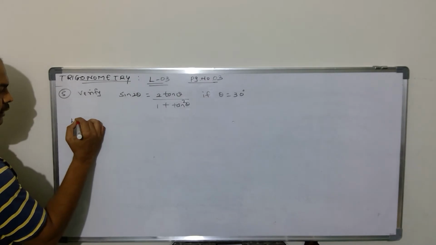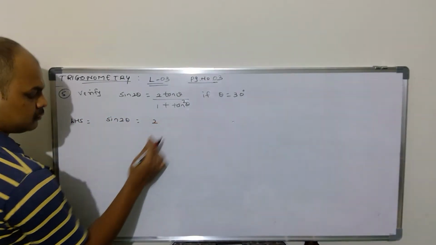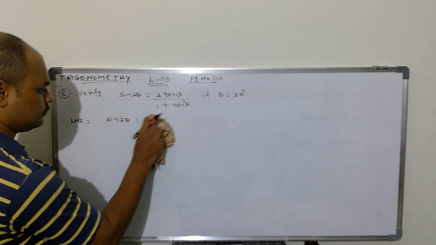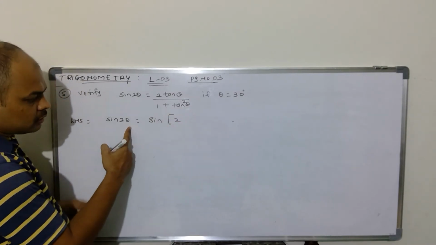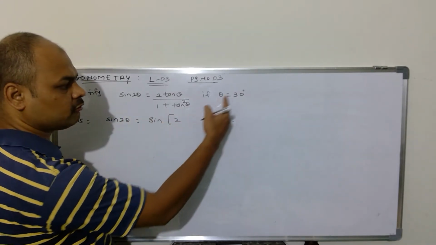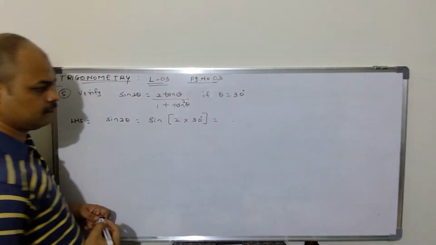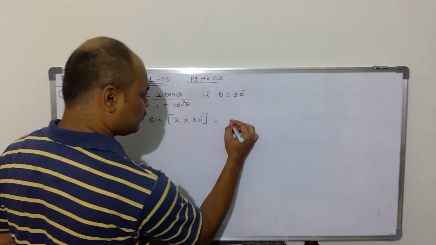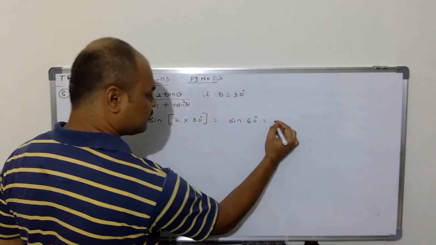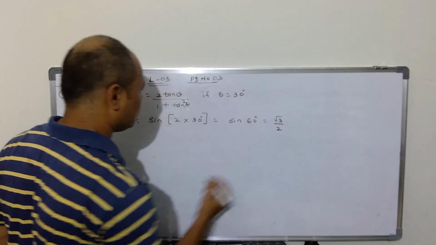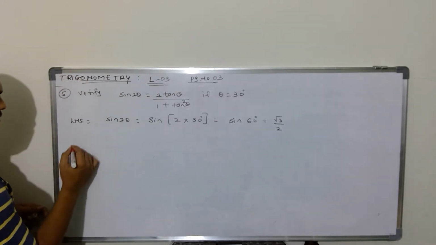So we go for LHS. It is sin 2 theta. Sine of 2 theta means what? 2 is multiplying theta, but the value of theta is 30 degree. So I can say 2 into 30 degree. Sine of this is going to be sine 60 degree, and from that table sine 60 is root 3 upon 2. So we got the value of LHS. Clear? Now we go for RHS.